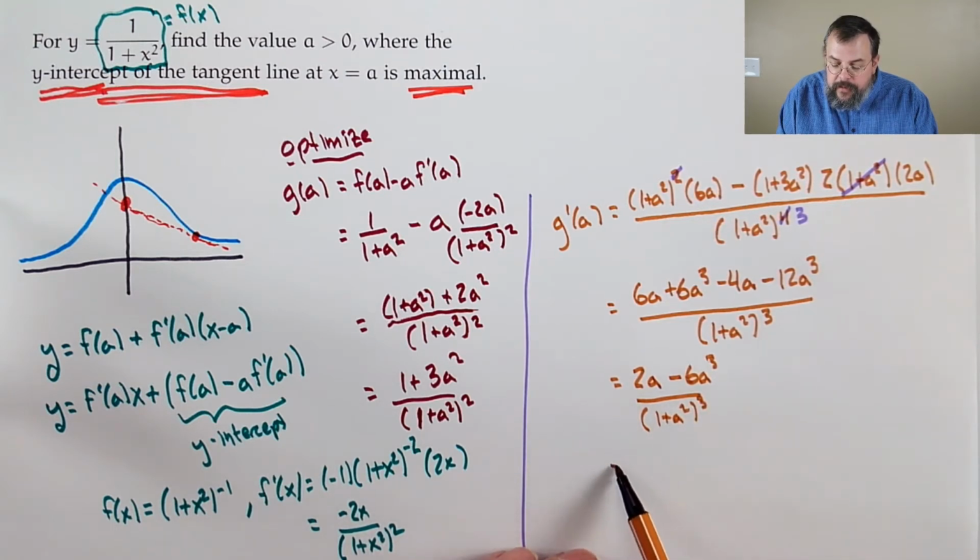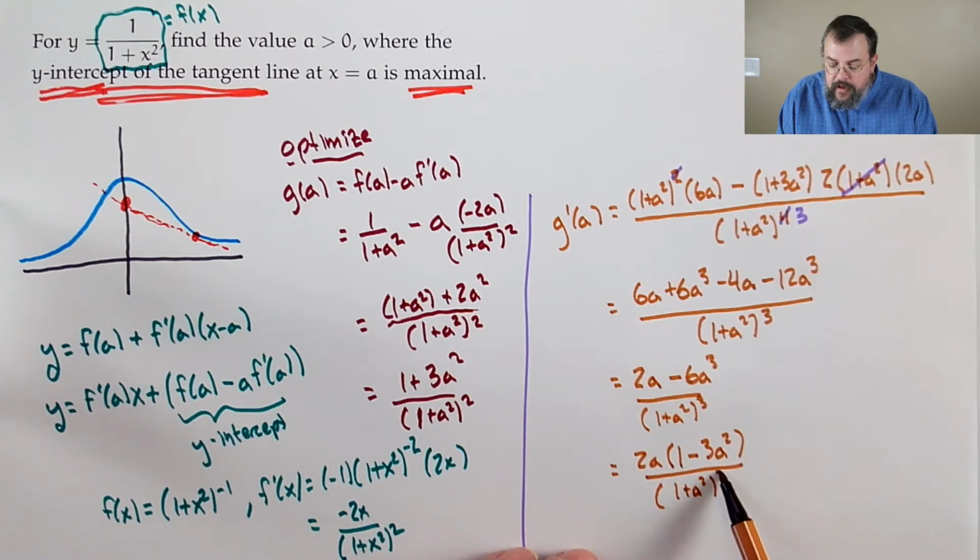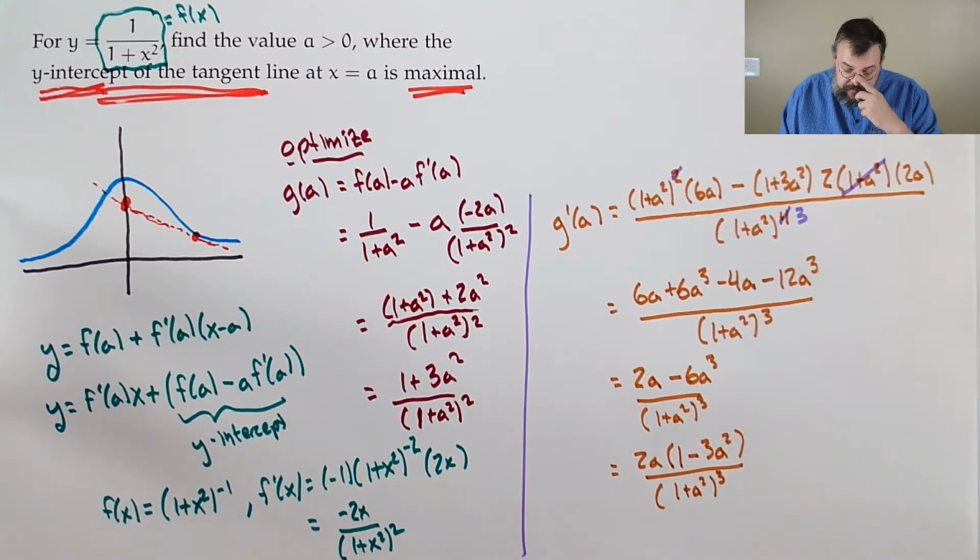Well, upstairs, we can pull out a 2a. So 2a, and then we'll have what? 1 minus 3a squared. And then downstairs, we'll get 1 plus a squared cubed. All right. Good. Now, we're after the critical points. Is this ever undefined? Beautiful function. Is this ever 0? Well, at a equals 0, now that won't work.